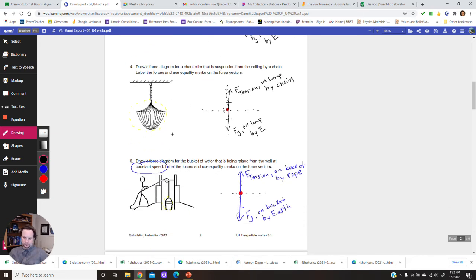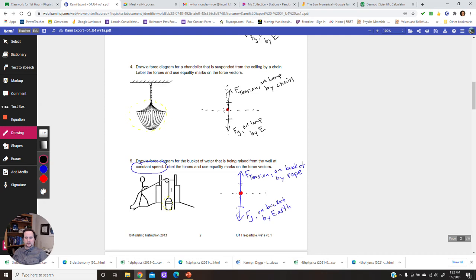Number 5, I circled the key phrase here, constant speed. The bucket's being raised at constant speed. That means no acceleration. That means no net force. All right, no acceleration, no net force. Gravity is pulling the bucket down. Then there's the force of tension in this rope right here, that's what we call that.